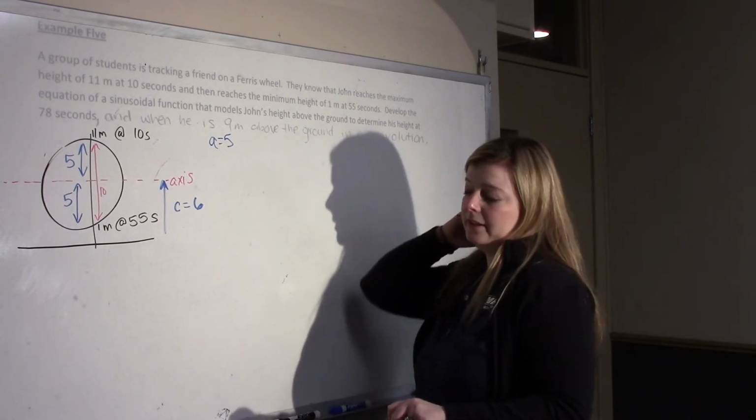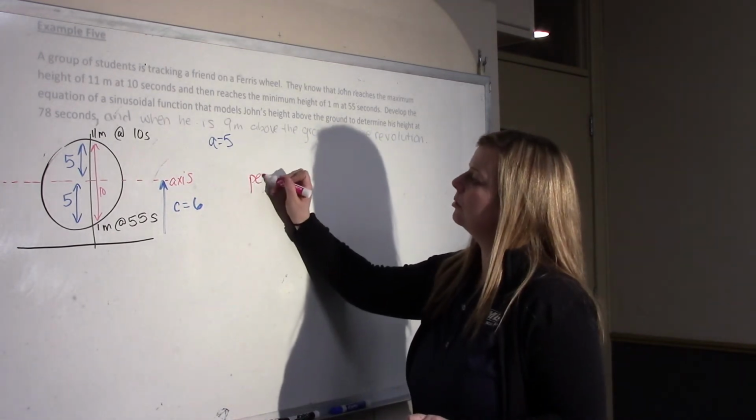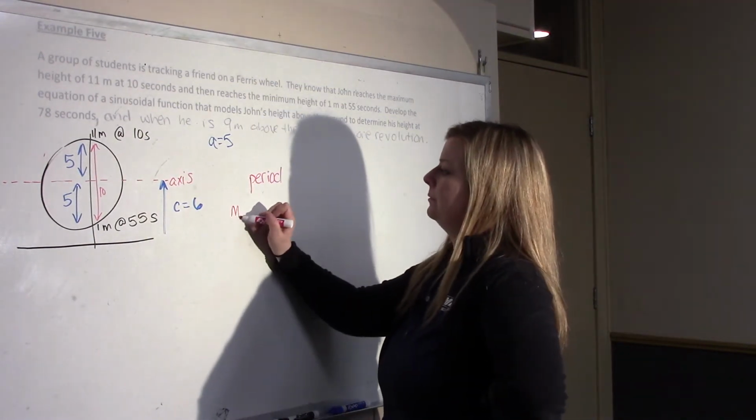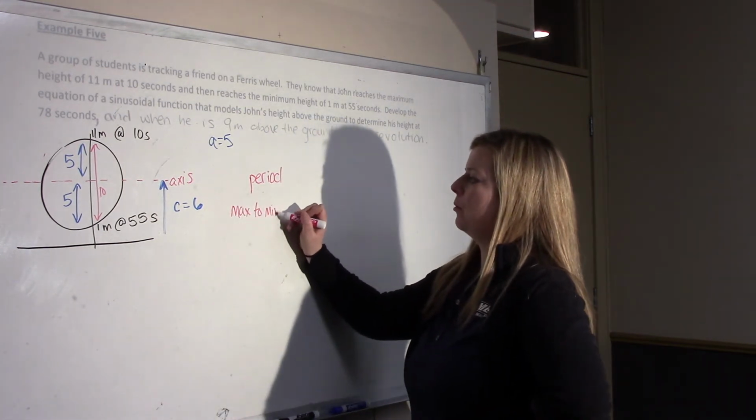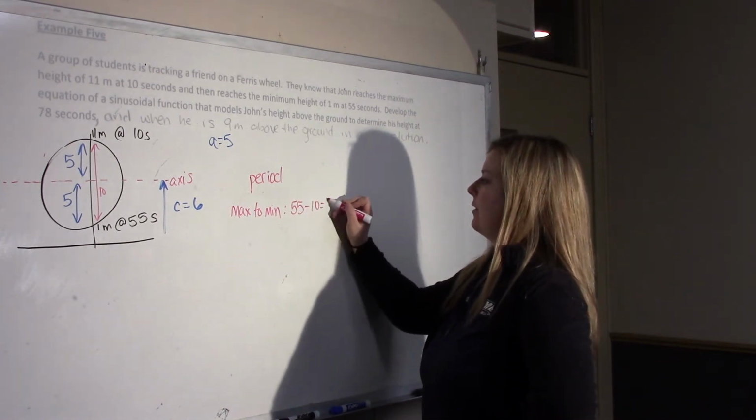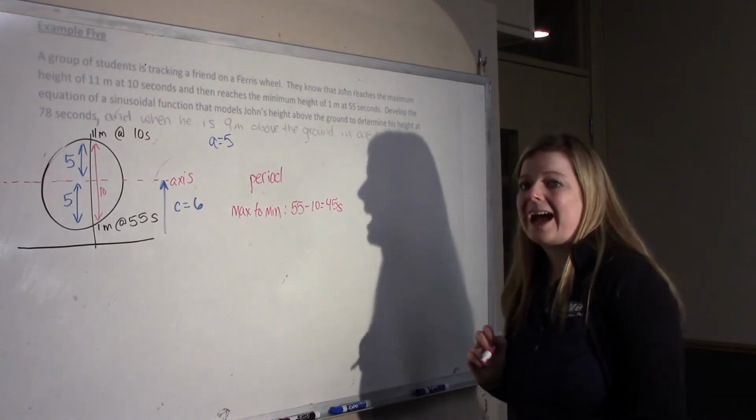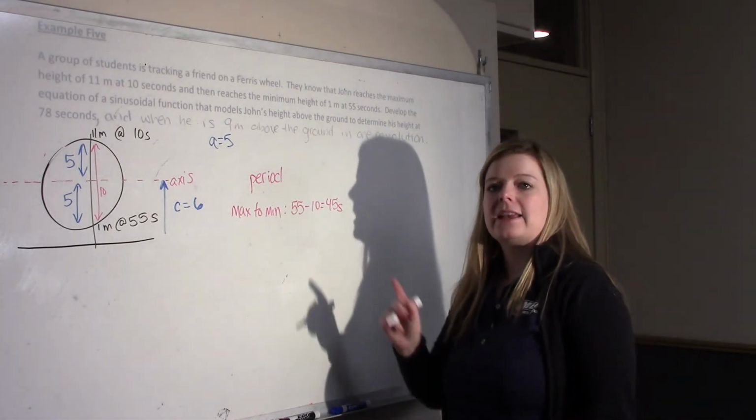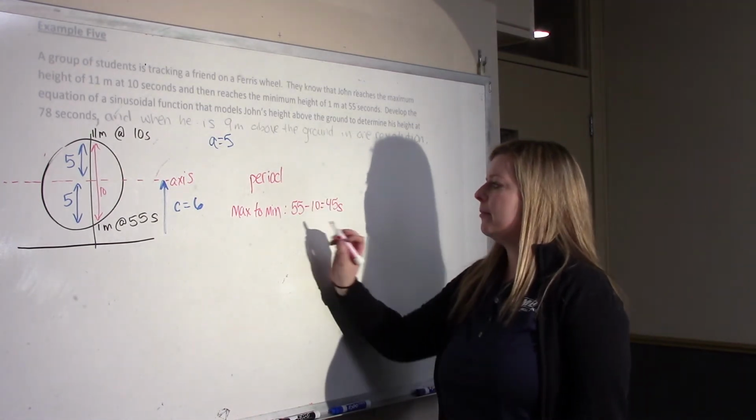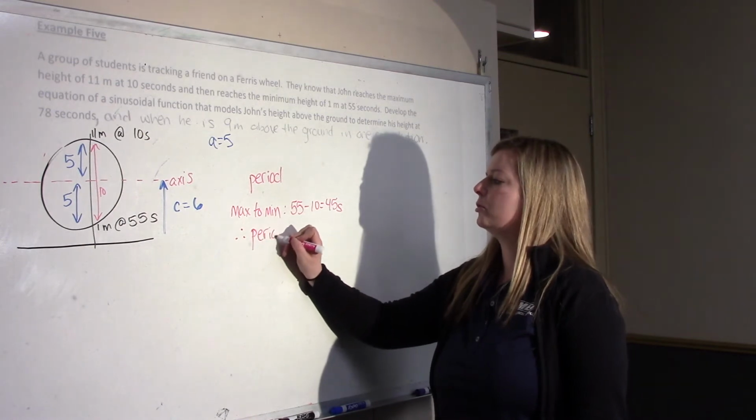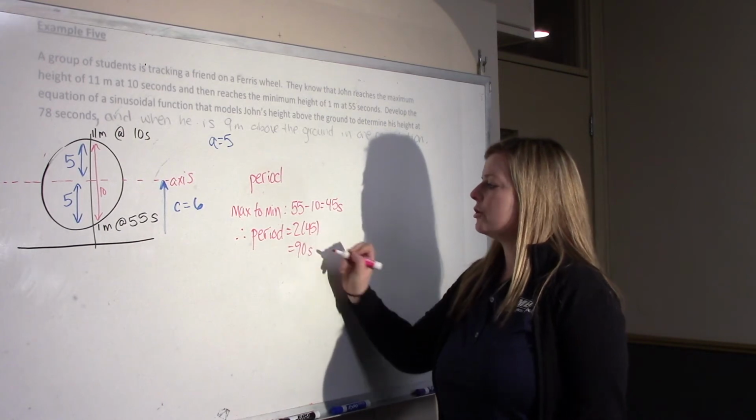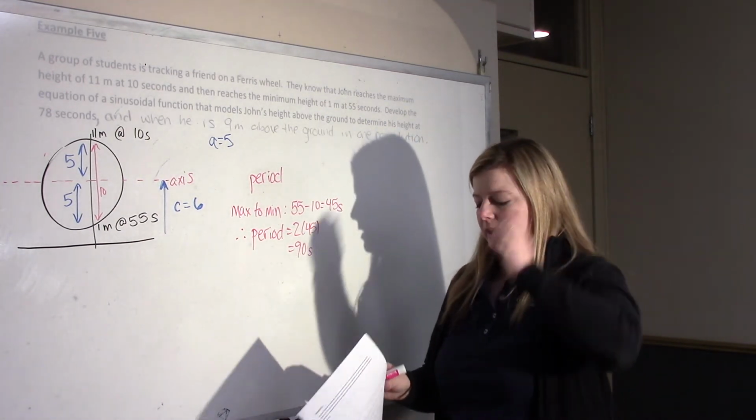Now, in terms of the period, from a max down to a min was 10 to 55 seconds. So that was 55 minus 10, therefore 45 seconds. So that's only half of 1 revolution though, because in a complete revolution you go from a max back to a max. So in reality, the period is equal to 2 times 45, so 90 seconds. So it takes 90 seconds to go around the Ferris wheel once.